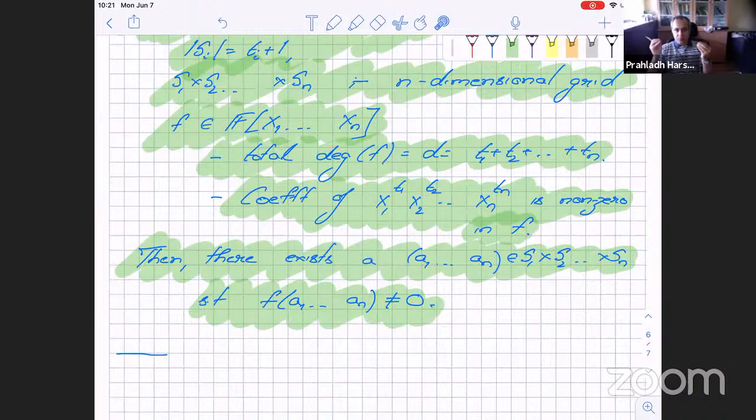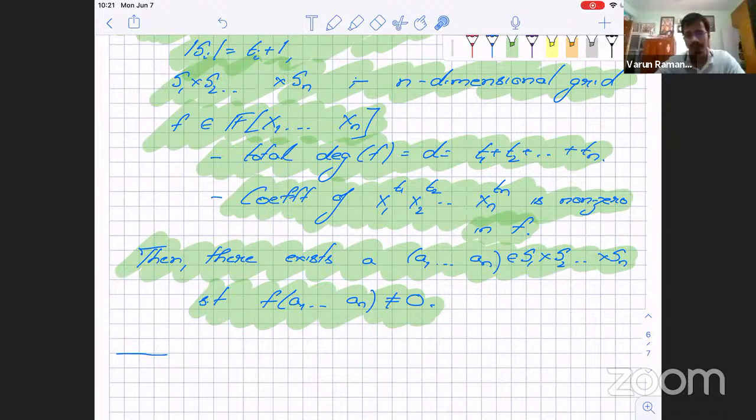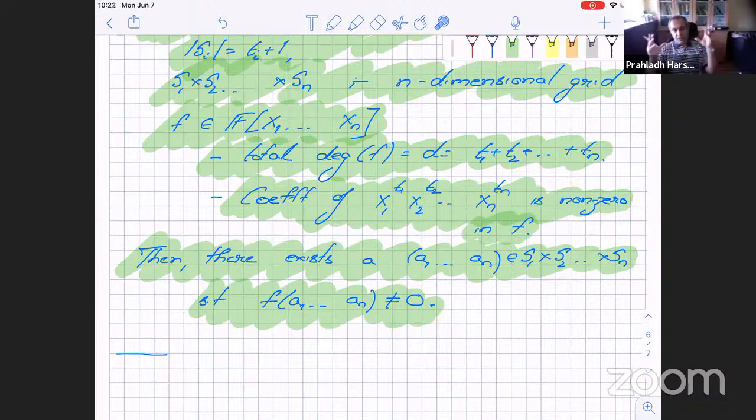Schwartz-Zippel is a quantitatively stronger statement actually. It says, what's the fraction of non-zero points? It puts a lower bound on that. It says 1 minus d over |S| of the points are non-zero. This is saying at least 1.